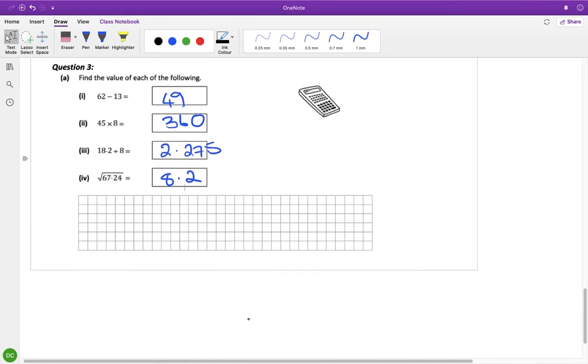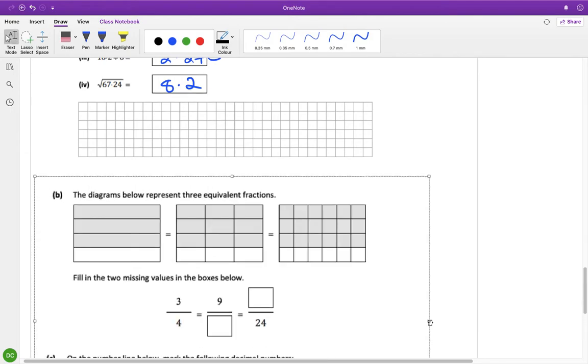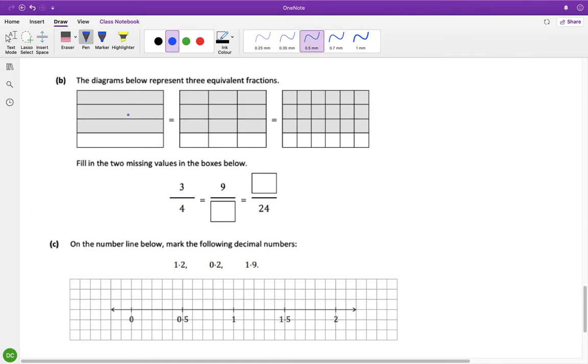So next part, 2 parts here actually, I think. Okay, the diagrams below represent 3 equivalent fractions. Fill in the missing values. So if you look at the first one, there are 1, 2, 3, 4 sections, and 1, 2, 3 are shaded. So that's where the 3 comes from out of 4. 3 of the 4 sections are shaded. Okay, so the top line represents what's shaded, and the bottom line represents what's there in total.